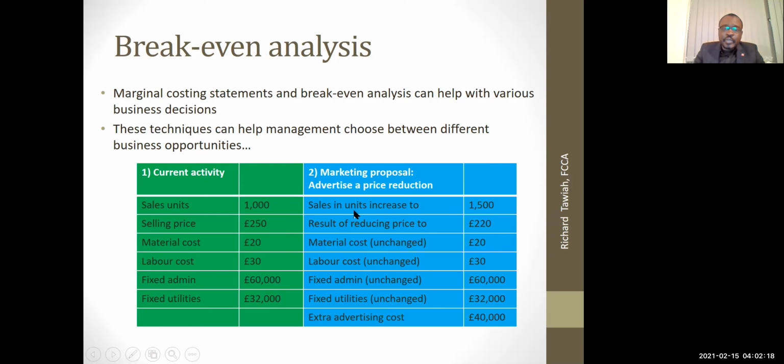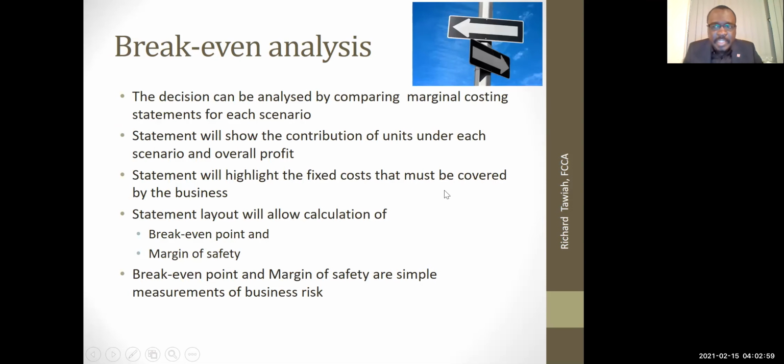Now they are saying that if we should increase sales, they said advertise a price reduction. So let's reduce the selling price, but it will lead to a sales increase to 1,500, not 1,000. It makes sense. So when we reduce the price from 250 to 220, leading to 1,500 units, material costs will not change, labor costs will not change, admin costs will not change, and utilities will not change. But we'll have to incur extra advertising costs of 40,000. Does it make sense? Do your analysis and tell whether it makes sense.